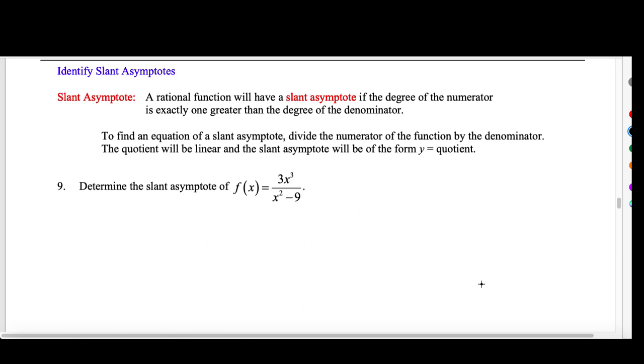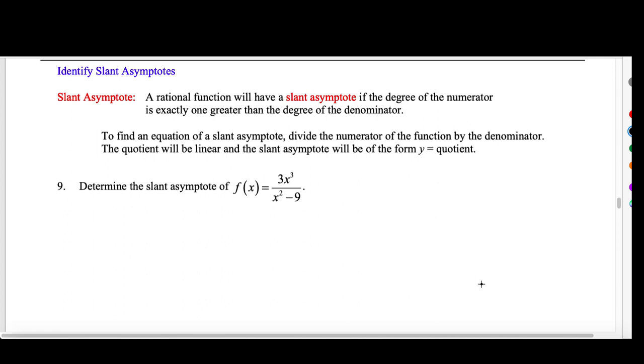A rational function will have a slant asymptote if the degree of the numerator is exactly 1 greater than the degree of the denominator. And if so, since a slant asymptote is neither horizontal nor vertical, then the slant asymptote can be described using an equation, right? Like an equation in slope-intercept form. It will not be equal to a specific number, like it is for a horizontal or vertical.